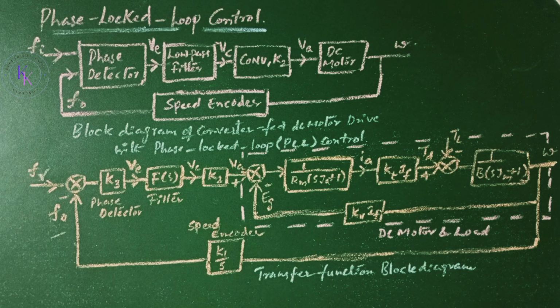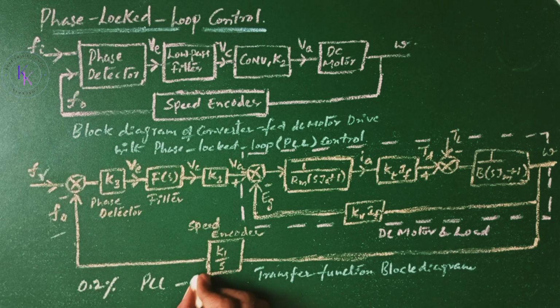However, in practice, the speed regulation is limited to 0.002%, as this represents a significant improvement over the analog speed control system. So for the analog system, it is limited to 0.2%, whereas PLL is going to limit it to 0.002%. This is regarding phase locked loop control.